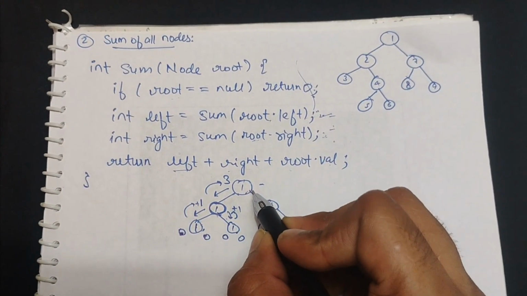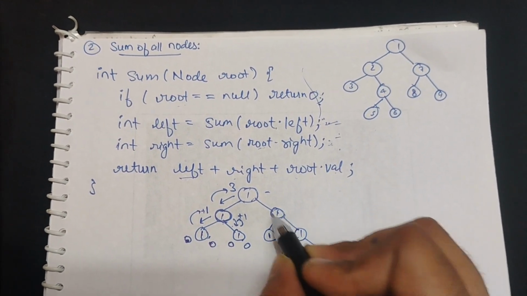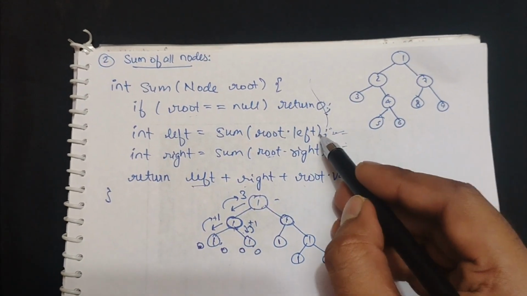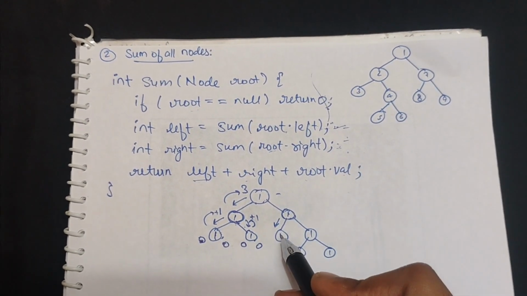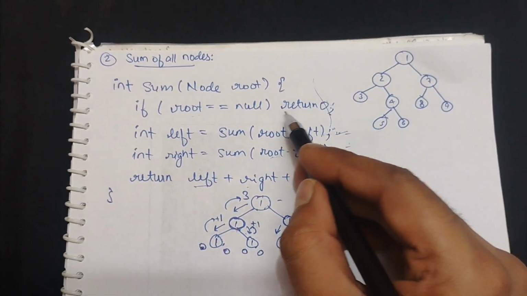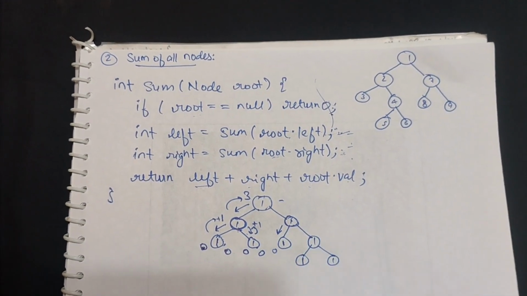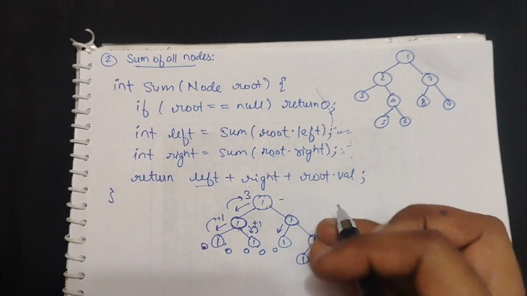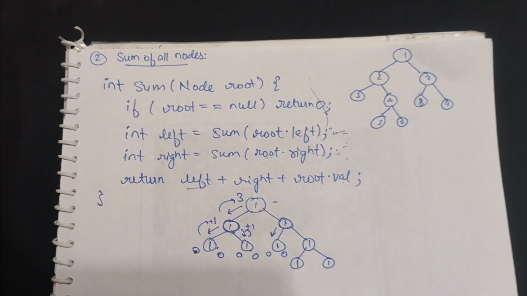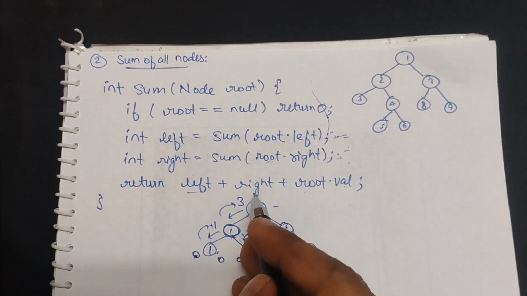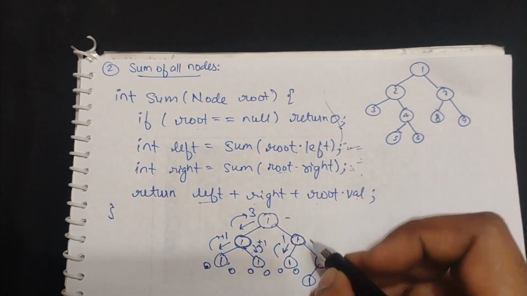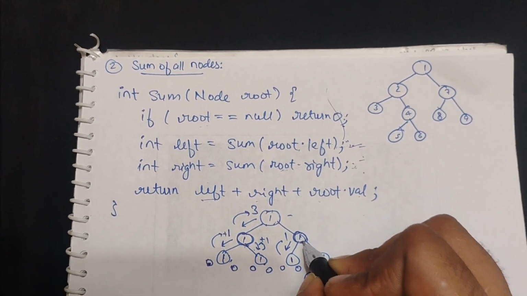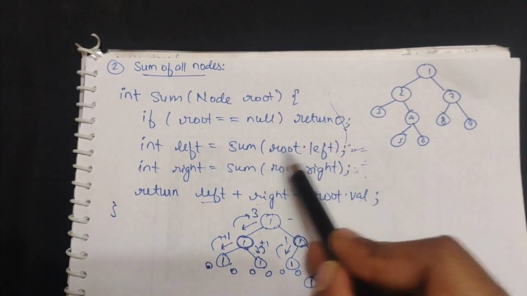Now this node will call to its right, and this node will call to its left. So it will come over here. Now this node will again call to its left. It will hit the base case and get 0 from left. Again it will call this. It will get 0 from right. 0 plus 0 plus root dot val, that is 1. So it will return 1. Now this node has got 1 from its left.